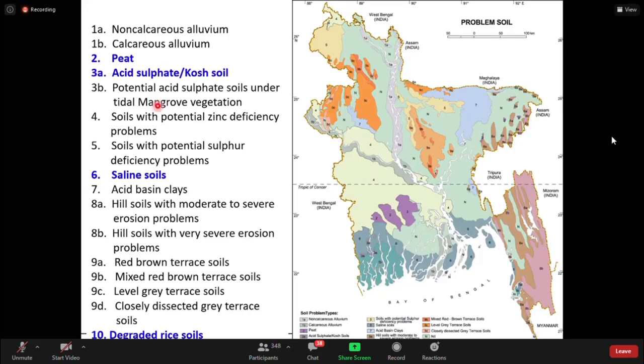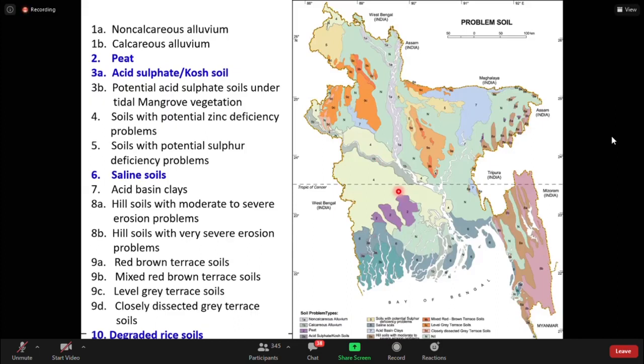Soils with potential zinc deficiency problems, like number 4 here. So this is our zinc deficient soils. Normally, we need a very little amount of zinc application for crops, but these soils are very well recognized as zinc deficient soils. So these are also problem soils due to zinc deficiency.